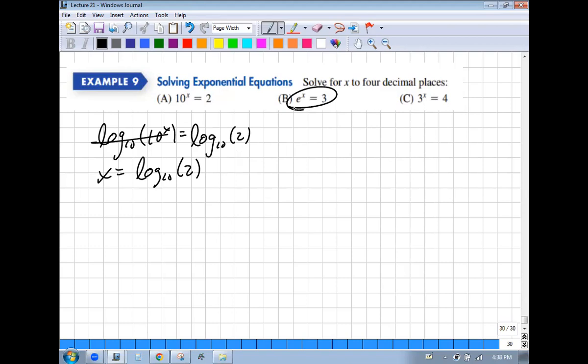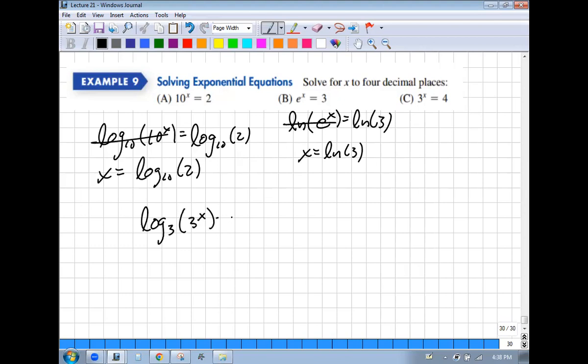Here, to get the e out of the way, we're going to take log base e of both sides, or natural log. Those undo one another, so x is simply the natural log, and you can plug that into your calculator. This one, if we take log base 3 of both sides, check this out.